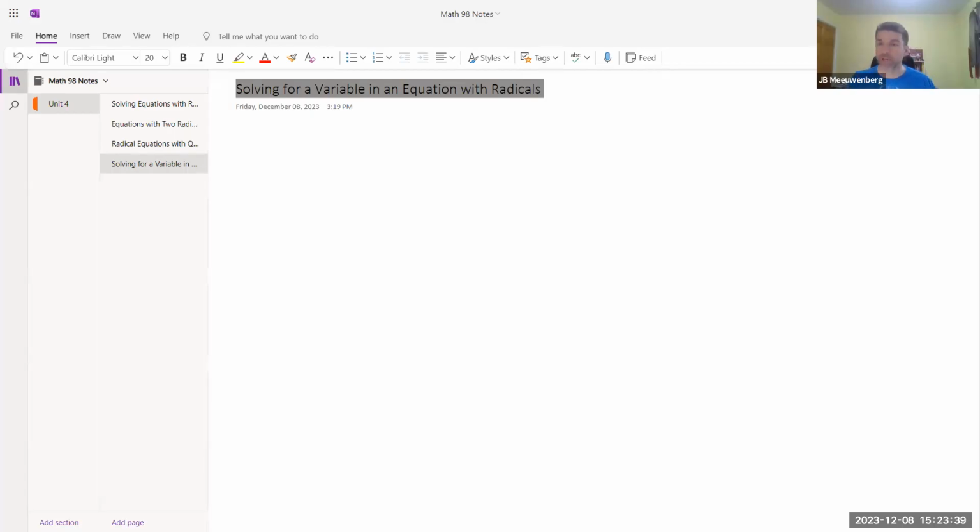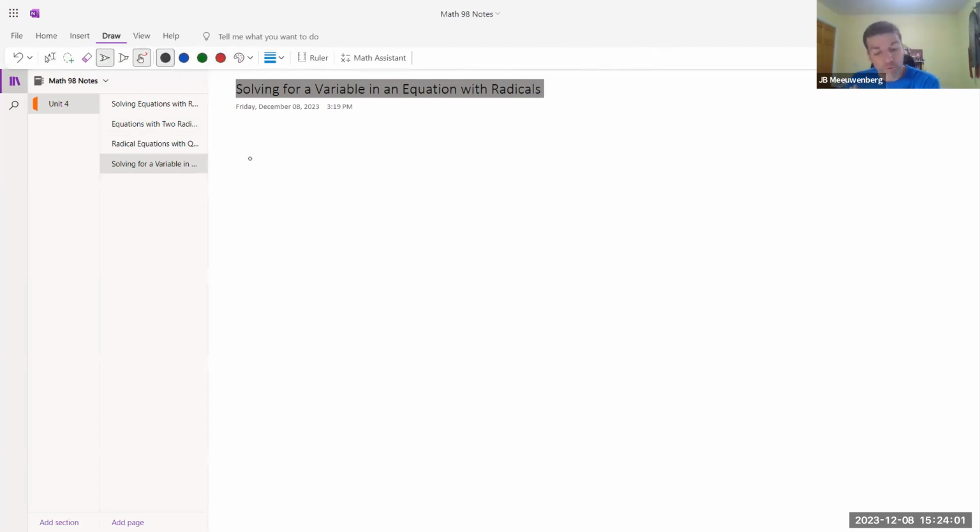Well, this one is pretty straightforward. We are going to solve for a variable in an equation with radicals. So we've seen these before where we have equations with multiple variables in them. We call them multivariate equations. Sometimes we might refer to them as formulas in certain situations.